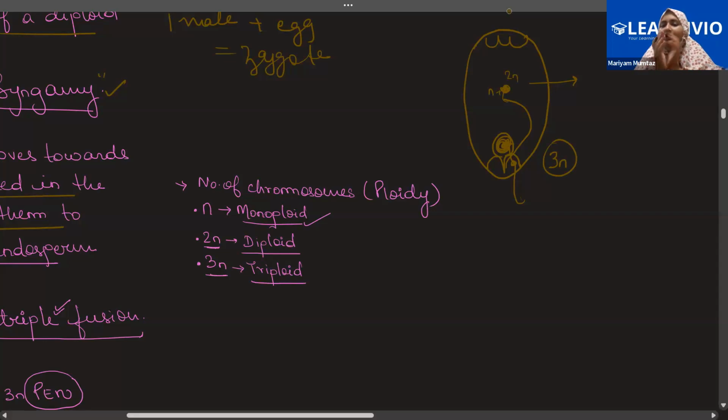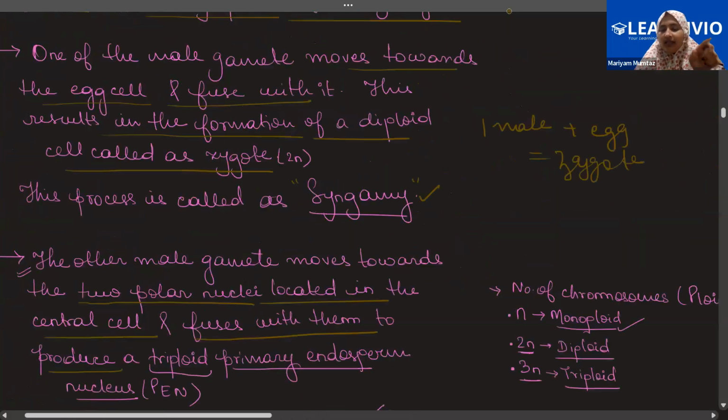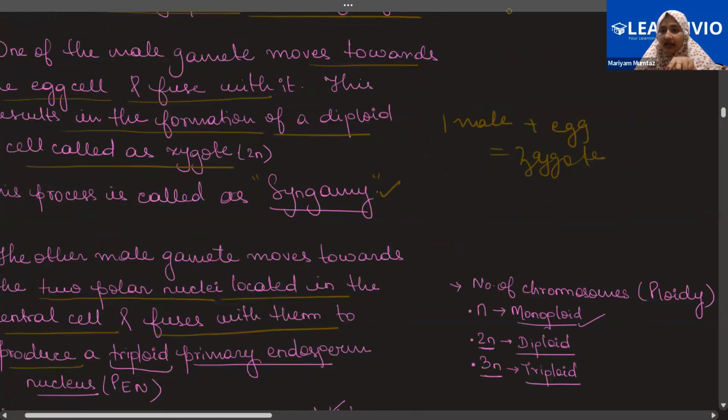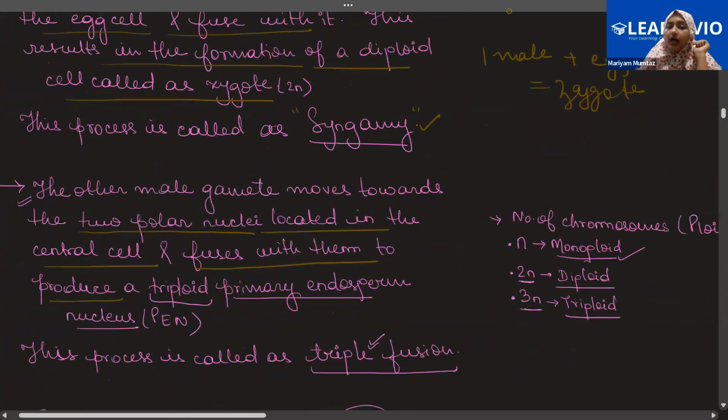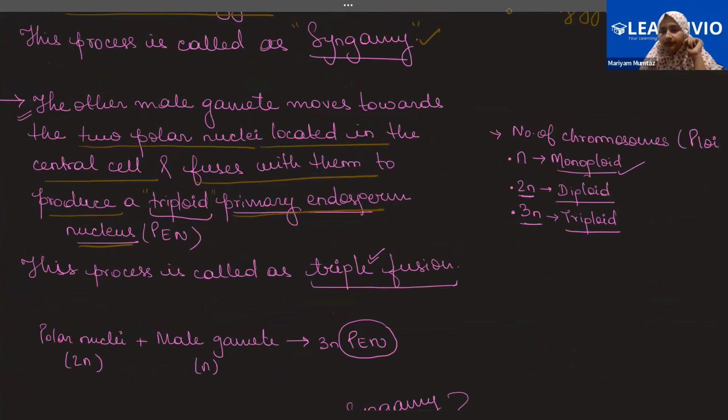So it fused and formed a 3N situation, and that triploid, just like how after the syngamy a diploid zygote was made. After this fusion, a triploid, which is 3N primary endosperm nucleus, is formed. And this process is known as triple fusion because three things are fusing. Okay, two polar nuclei and one male gamete. Is it clear?